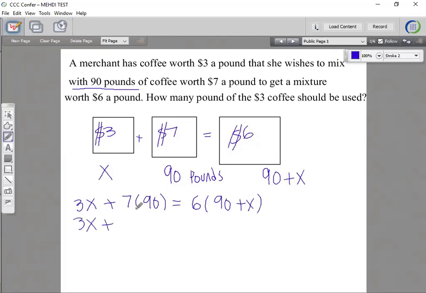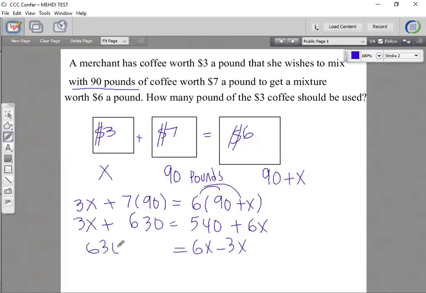3X plus 7 times 90 gives me 630. I'm going to distribute this. 6 times 90 gives me 540 plus 6 times X, which is 6X. I'm going to subtract 3X from both sides of the equation, so the 3X goes to the right. And then I'm going to subtract 540 from both sides of the equation, so 540 goes to the left. 630 minus 540 gives me 90. 6X minus 3X gives me 3X. Divide both sides by 3. That would be X. X would be equal to 90 over 3, which is equal to 30.